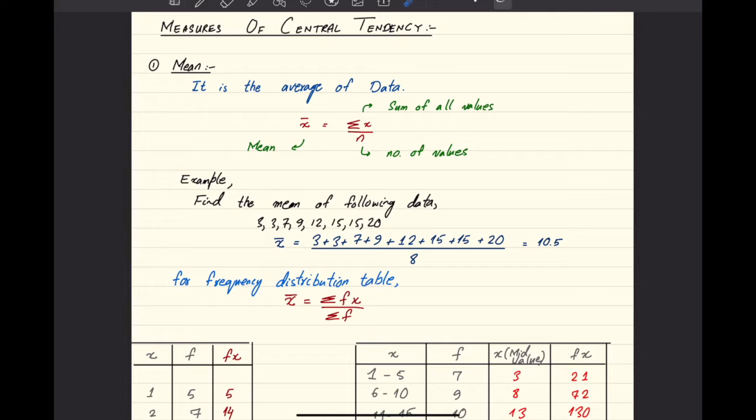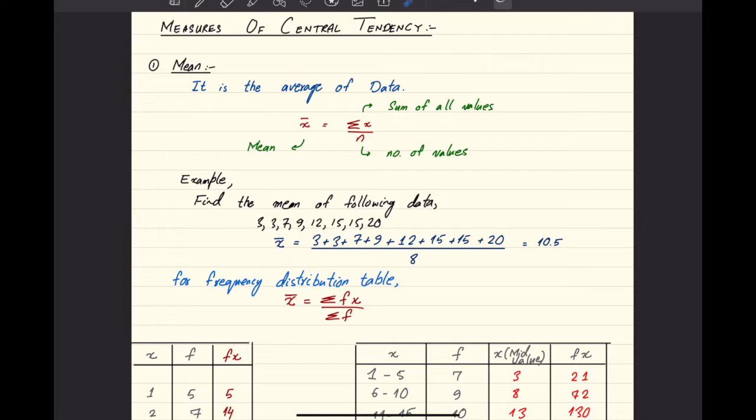In this particular video, we will be talking about different measures of central tendency. So starting right away, the first measure that you need to understand is mean. For a data, mean is the average value. To find the mean or the average value, you would sum all the numbers and divide it by the total number of values.